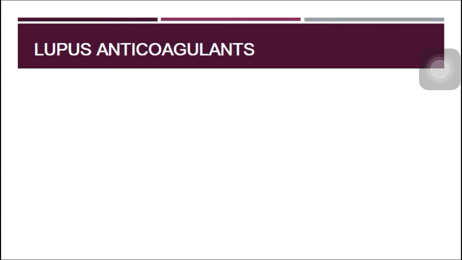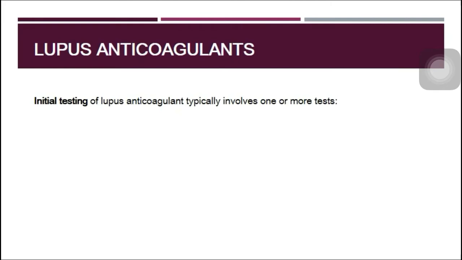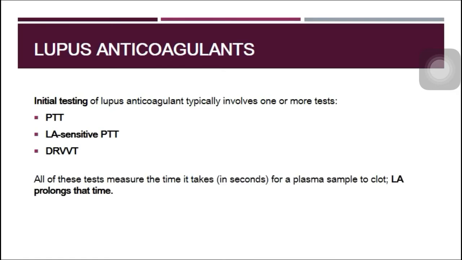Now, LAs inhibit the chemical reactions that lead to clotting in the PTT. So initial testing of lupus anticoagulant typically involves one or more tests. We have the partial thromboplastin time, the LA-sensitive partial thromboplastin time, and lastly, the dilute Russell viper venom test. Remember, all of these tests measure the time it takes in seconds for a plasma sample to clot, because lupus anticoagulant is said to prolong the time.